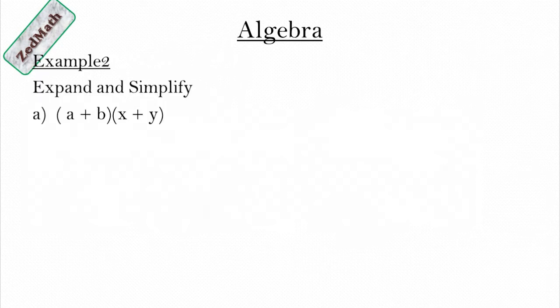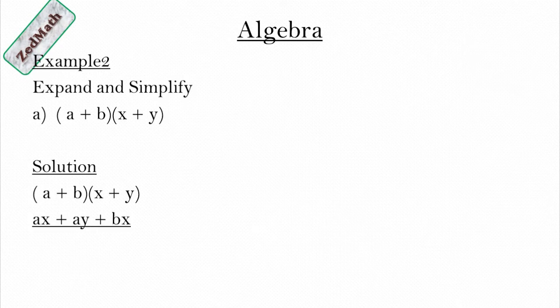So I've got this example: expand and simplify. Open bracket a plus b close bracket, open bracket x plus y close bracket. So let's see the solution. We write the expression that we have been given, which is this. Then we multiply a by x, and again a by y. Then we move to b, where we multiply b by x and then b by y, and we get this: ax plus ay, bx and by. We are done.